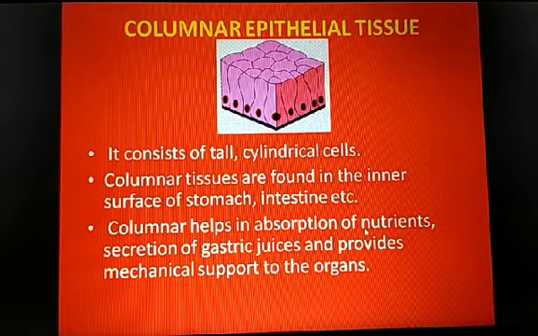You must have heard about villi. They are finger-like projections which are present in the intestine, and they help in absorption of useful nutrients from the digested food. So columnar epithelial tissue helps in absorption of nutrients, secretion of gastric juices, and also provides mechanical support to the organs.